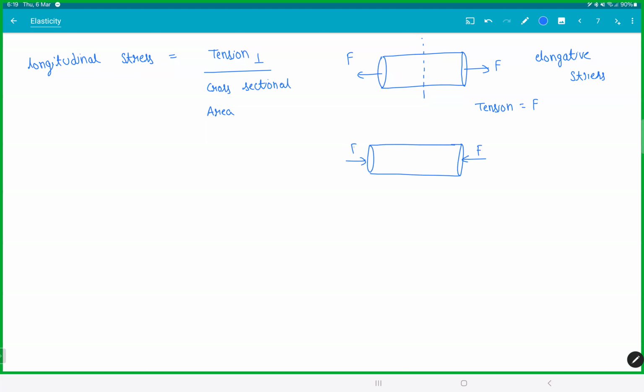Suppose you're pushing here, this is a compressive stress. Compressive longitudinal stress. We also define something called longitudinal strain, which is delta L by L. Same thing again. If I ask you, this body stretches better than that body, now that's a problem again.